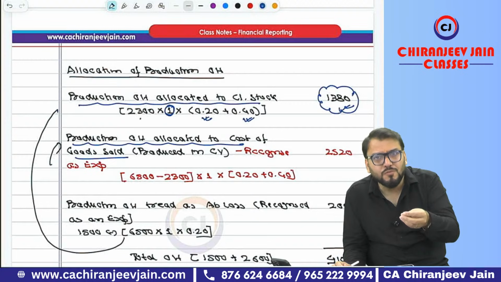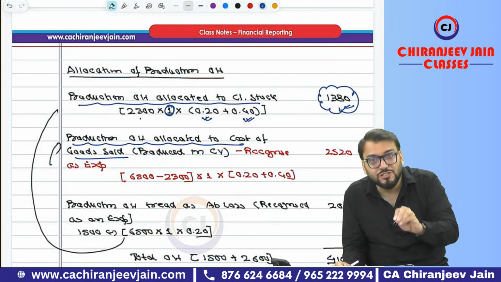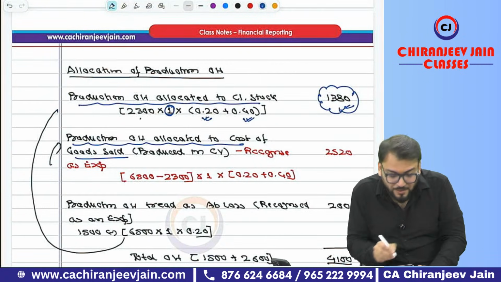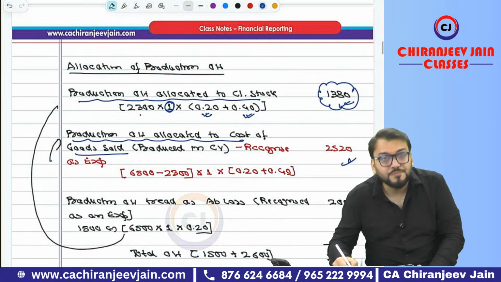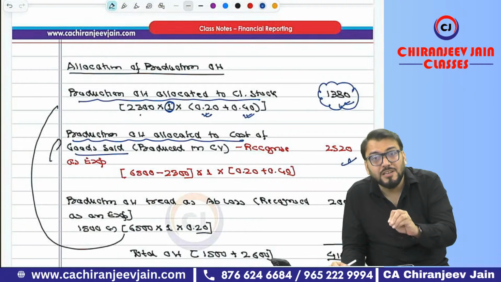So can I say on FIFO basis, out of 6500 produced during the current year, 2300 is in the closing stock. So how much is the cost of goods sold produced during the year? That will be 6500 minus 2300 into 0.6, that is 2520. And now we can find out the abnormal loss.